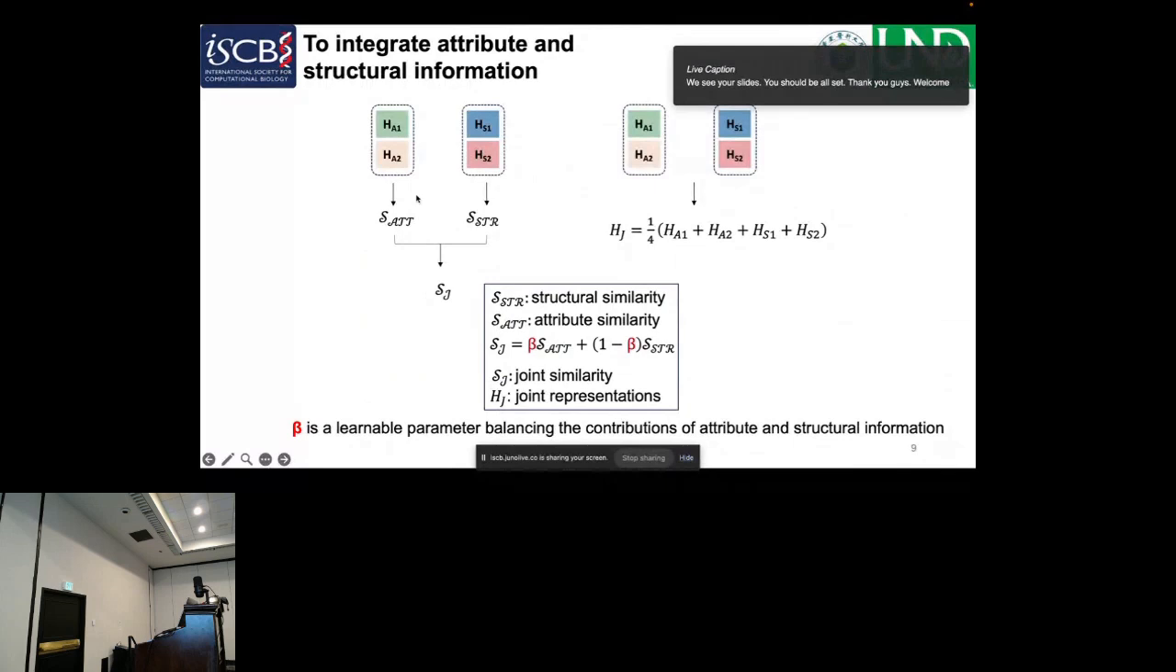The next step is to integrate these two types of features. So we calculate the joint similarity that combines both attribute similarity and structure similarity. And we use the hyperparameter beta to balance these two types of information. And we also generate a joint representation that integrates the attribute and the structure features. These strategies ensure scGEN effectively captures both attribute and structure information.